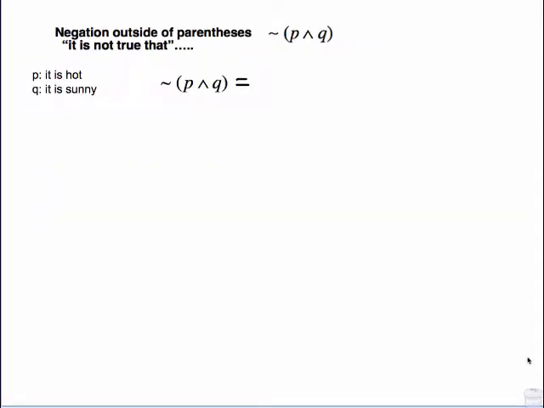Here's where we deal with "it is not true that." If there is a negation outside of the parentheses, it's like the distributive property. It has to apply to everything in the parentheses. And the way we do it in words is we say, "it is not true that." So if these are my two simple statements, it is hot, it is sunny, "it is not true that it is hot and it is sunny." The "it is not true that" is what is taking care of the negation. Notice my two simple statements do not have a "not" in them. It is hot, which is what P is. It is sunny, which is what Q is.